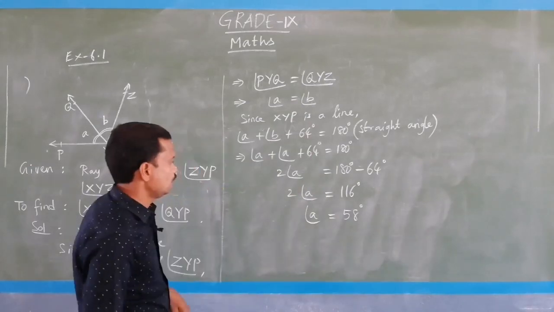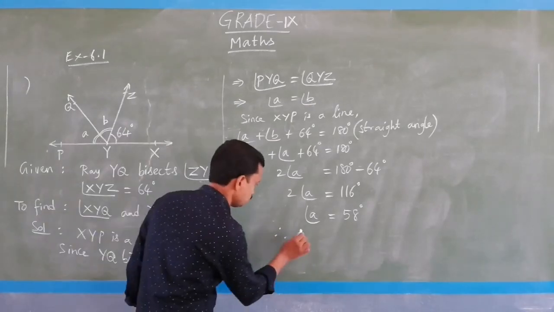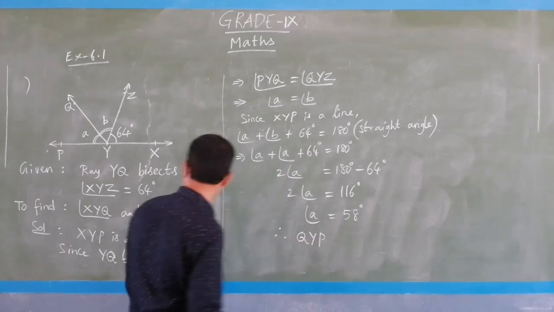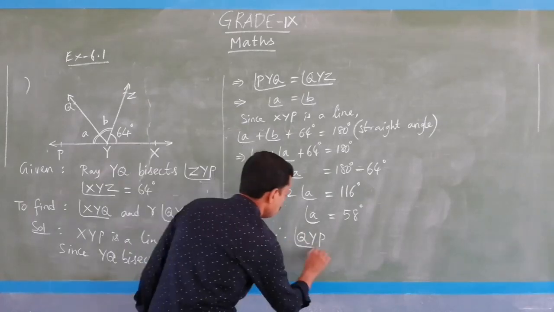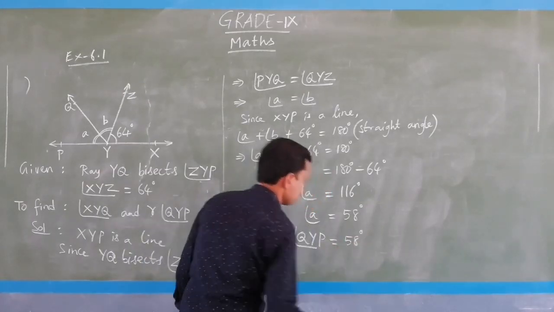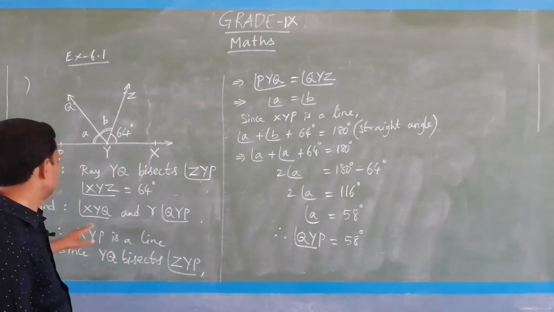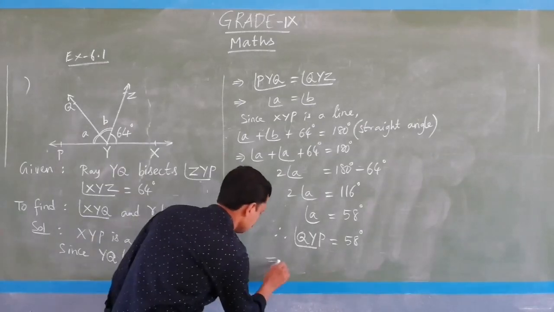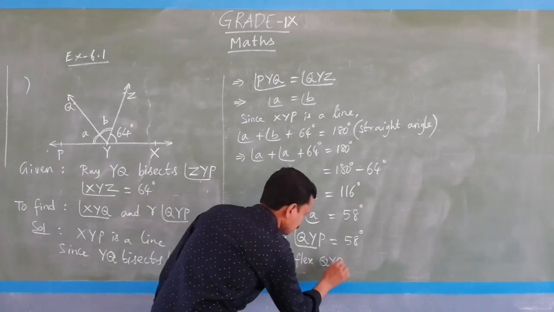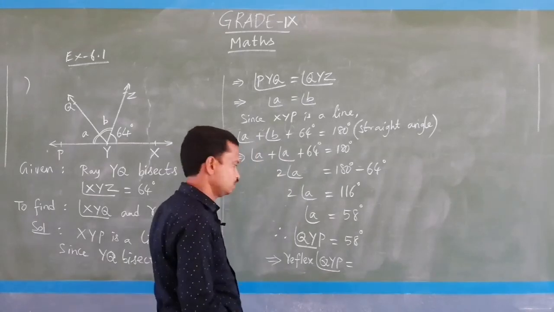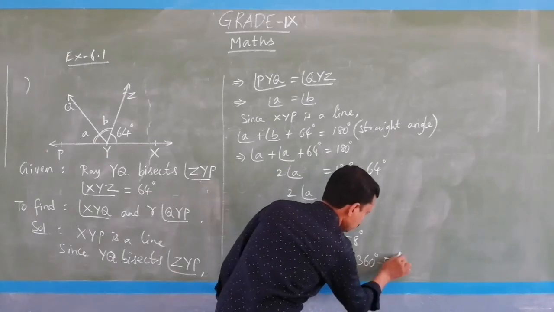Okay. What is angle A? That is nothing but QYP. Therefore angle QYP. You see, they are asking to find the reflex of QYP, but now we have found QYP is 58. And now the reflex of angle QYP. How to find the reflex angle? By subtracting 58 from 360 degree. So 360 degree minus 58 degree. So what do you get?